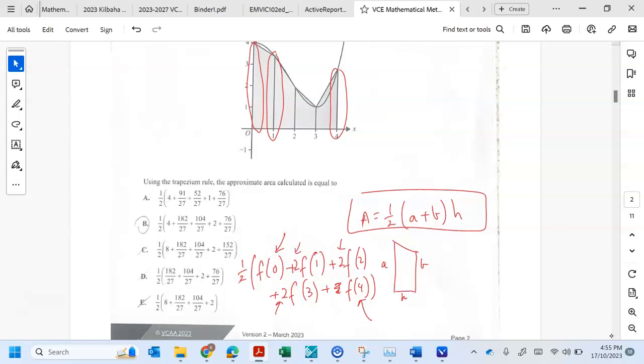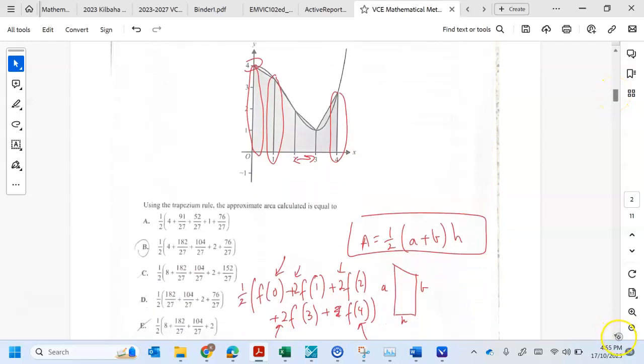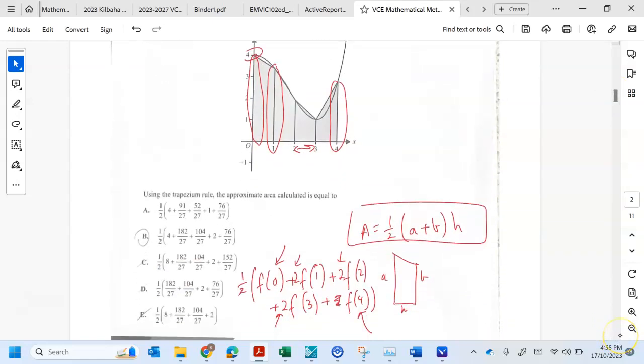So when I did this question, I didn't even bother looking at the formula sheet. I just first of all made sure everything was a half at the front because this length is 1, so it has to be a half. And then your first value I can see, so f of 0 is at 4. So that meant my first value had to be 4. So immediately I could eliminate C, D, and E.